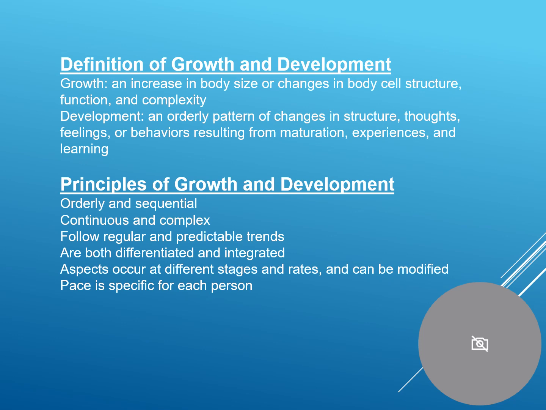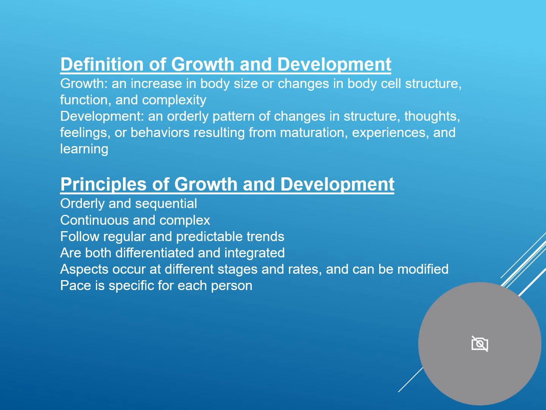The second subtitle here has the principles of growth and development. The explanation for each of these principles listed is in box 22-1, page 577. It talks about orderly, sequential. These are all the principles of growth and development: continuous and complex, follow regular and predictable trends, and are both differentiated and integrated.